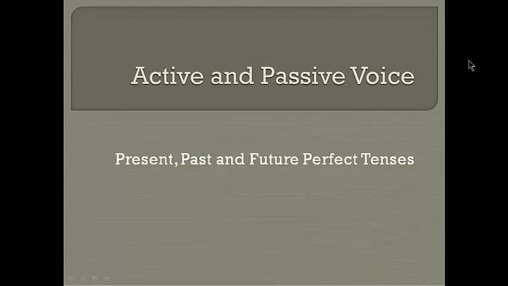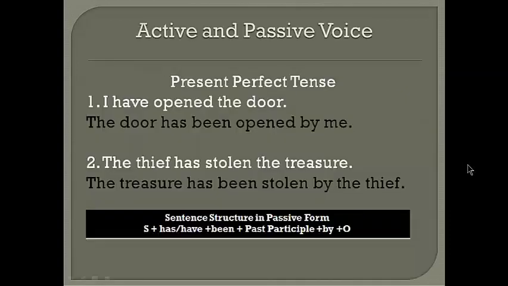Today in this video we are going to talk about present, past and future perfect tenses. Let's get started. As I have already mentioned in my previous videos, it's very essential to know the tense of a sentence in order to convert it into passive form. In present perfect tense, we have subject, have or has according to the subject, and the third form of the verb in the sentence.